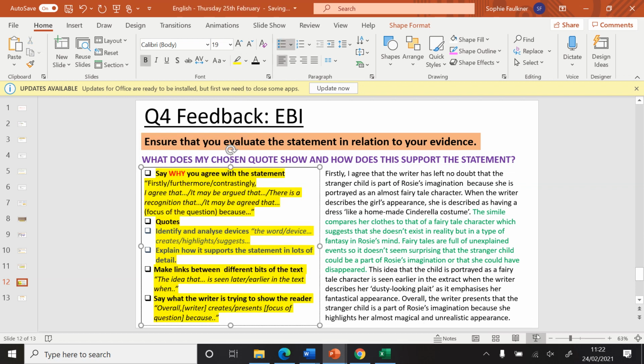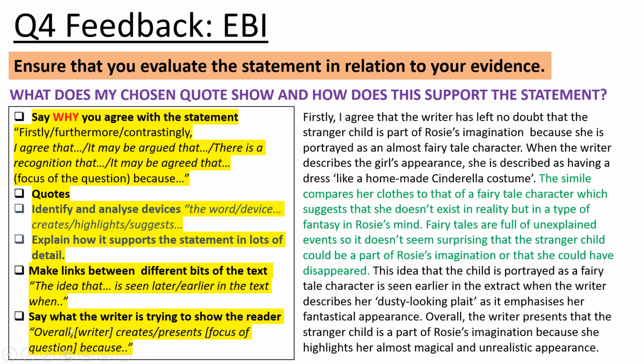So here as you can see, I have evaluated the statement in relation to my evidence. I've analysed what my chosen quote shows by talking about the simile, and then I've explained how this supports the statement. Just like in the literature paper, when I say you need to analyse your words and then tell me how that supports your overall idea, this is what you do here. But instead, you say how it supports the statement. So what I would like you to do now is copy this example down into your books in purple pen. That way you have a concrete example that you can refer back to during tomorrow's lesson. Pause the video and copy this paragraph down now, please.